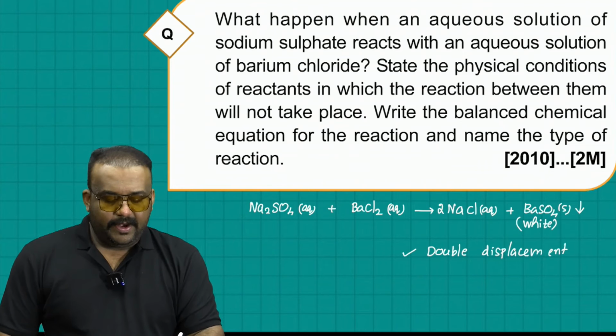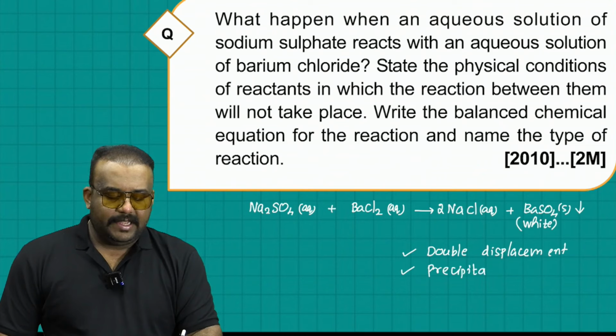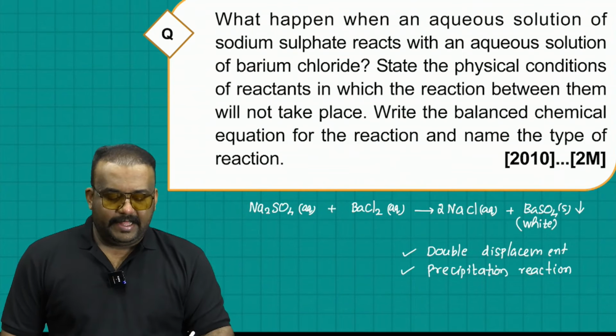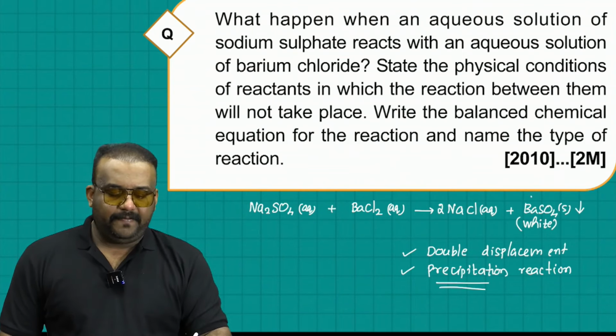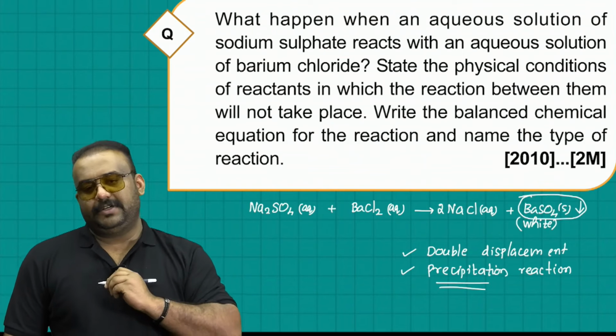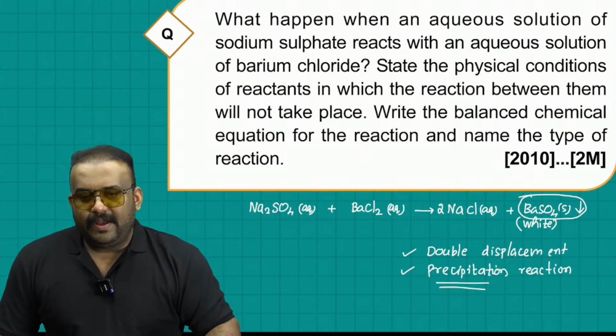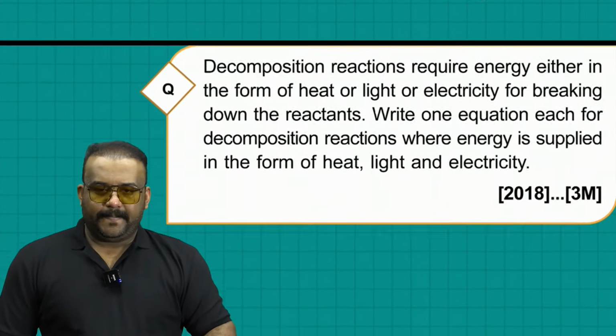as well as we can also categorize this under one more category, which is a precipitation reaction, because at the end of the reaction we see that a solid precipitate of barium sulfate is formed. Clear? Right. Now let's move on to the next question.